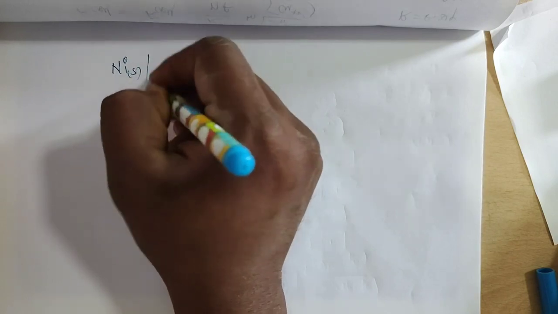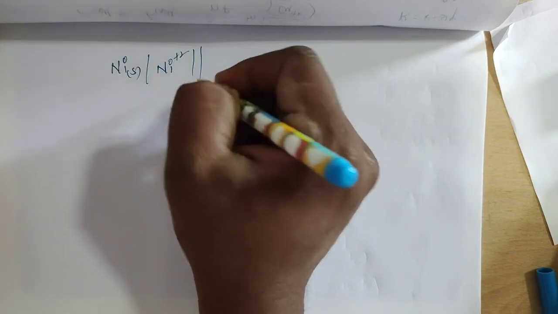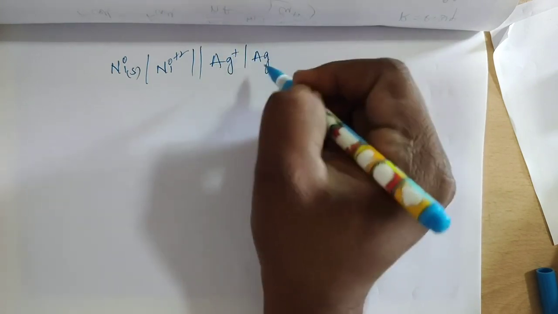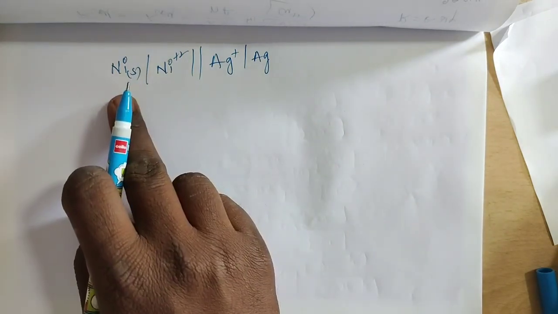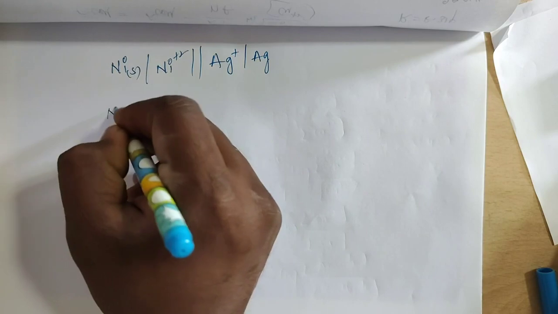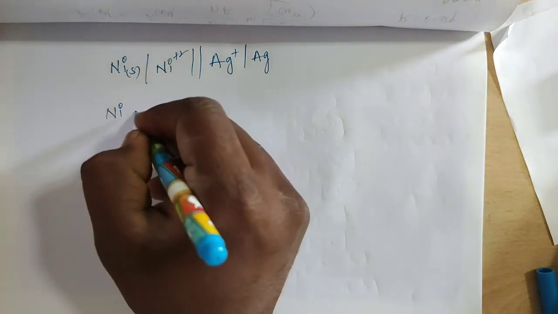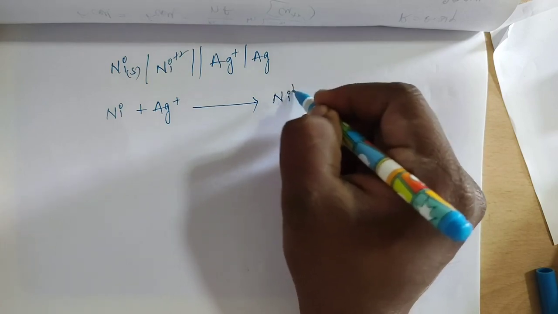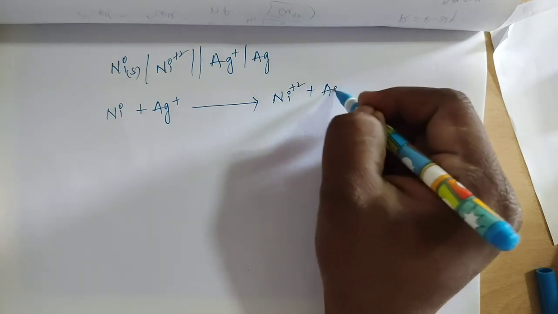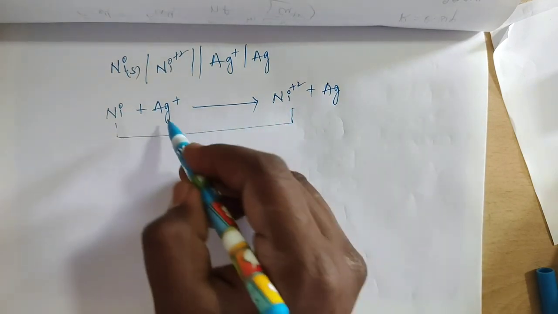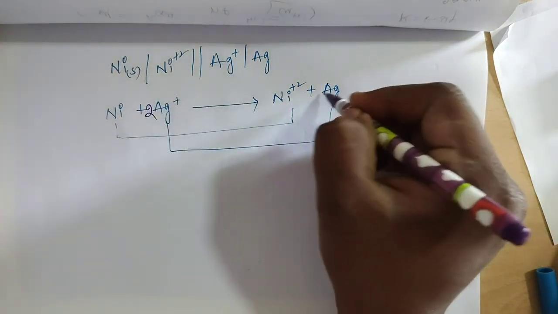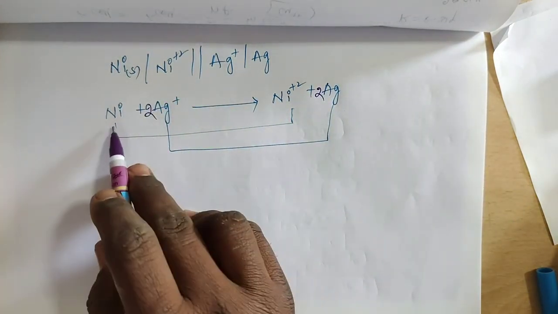For example, Ni(s) | Ni+2 || Ag+ | Ag. This right side is cathode and left side is anode. We all know that. What is the reaction in this actually? Nickel plus Ag+ gives rise to Ni+2 plus Ag. What happened in this? Nickel is going to lose 2 electrons, but Ag is going to gain 1 electron. So you balance this by using 2 in this, 2 in this. Okay, so it is balanced. How many electrons liberated? 2 electrons.